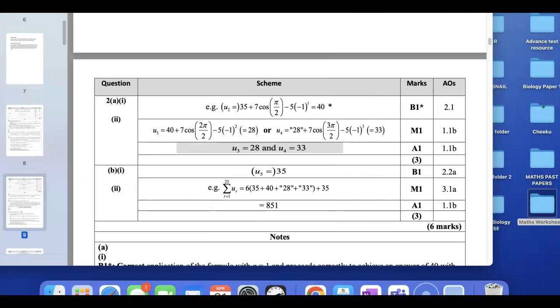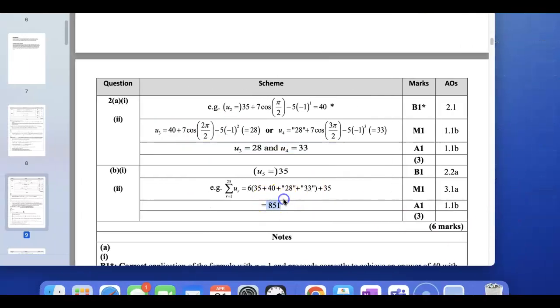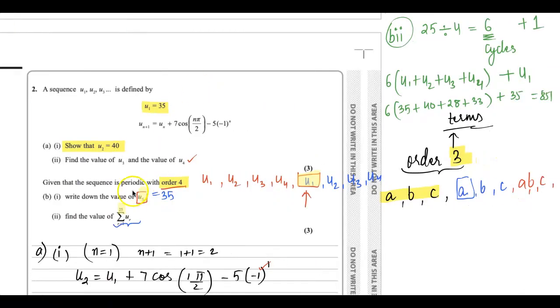Let's see what the answer comes to. 851, right? So what did they do? 6 times these 4 terms. So you would understand, I feel, why it happened, because it's of order 4.